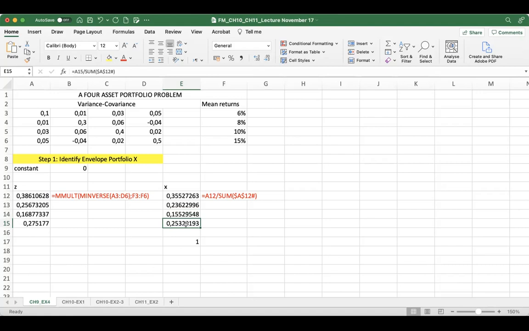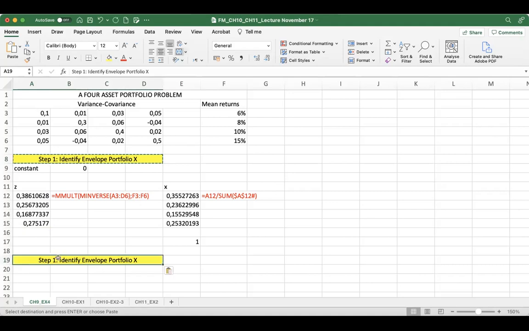But still, it is not sufficient. Remember, to build the whole frontier, we need at least 2 envelope portfolios, not just 1. So we have to add the second envelope portfolio. So step 2, identify envelope portfolio Y.